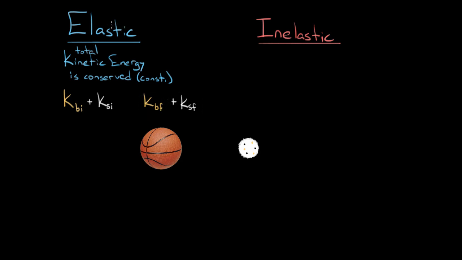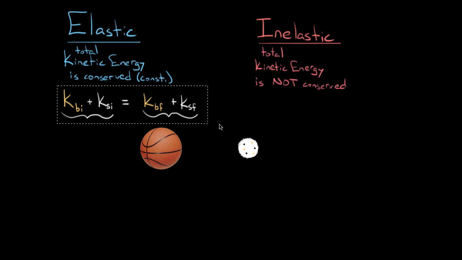Well, if the collision is elastic, that means the total kinetic energy is conserved. That means that this total initial kinetic energy has to equal this total final kinetic energy. I could just say that these two are equal if it's an elastic collision. And this is what we mean by a collision being elastic. It means that the total kinetic energy is conserved. For an inelastic collision, the total kinetic energy is not conserved. In other words, this expression doesn't hold.